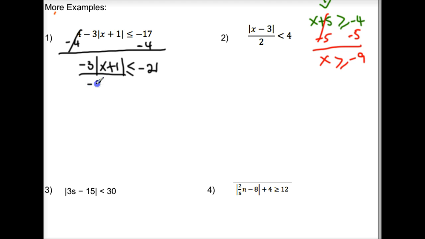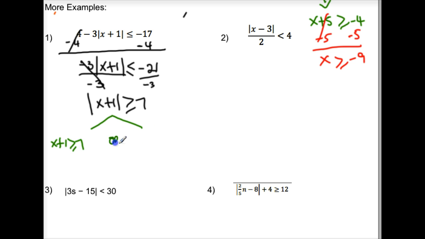Now I get rid of my minus 3. Remember, divide by a negative number means I switch my inequality sign. So instead of less than, now it will be the opposite: greater than or equal to 7. Then I have two choices. I have x plus 1 is greater than or equal to 7, or x plus 1 is less than or equal to negative 7. Remember, we switched the signs because when I divide by a negative number, I have to switch the inequality sign.